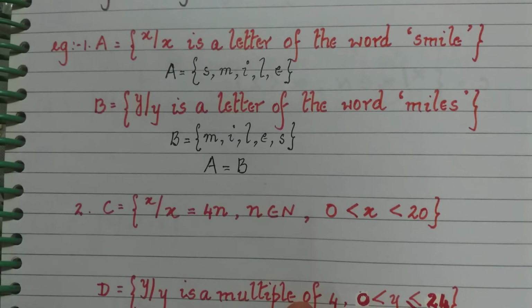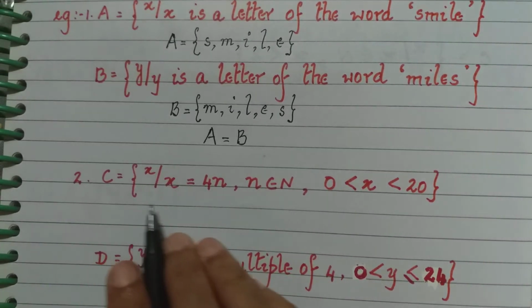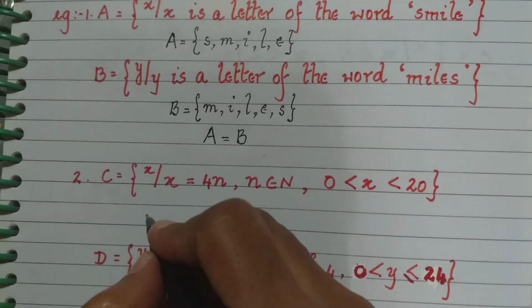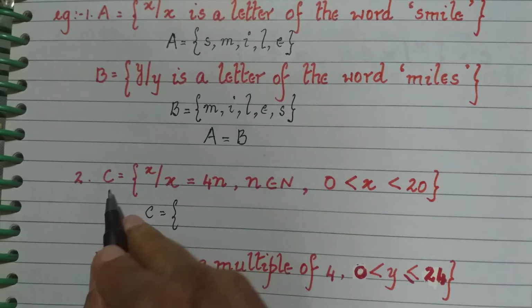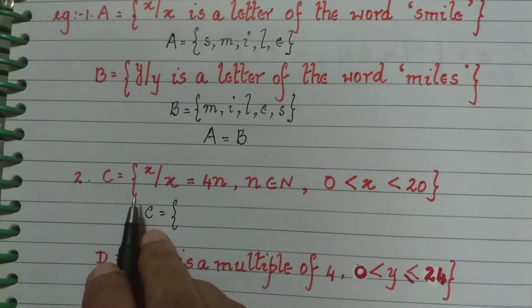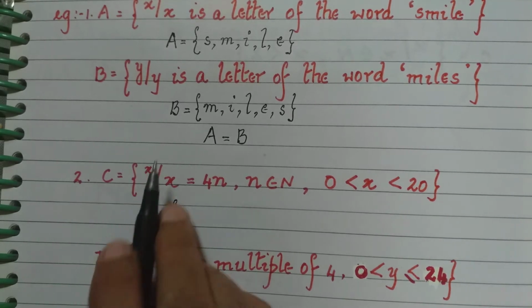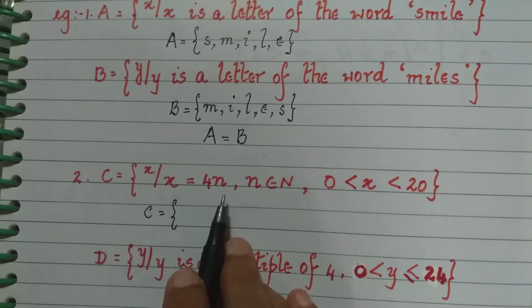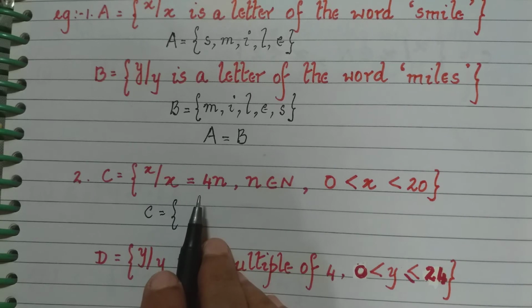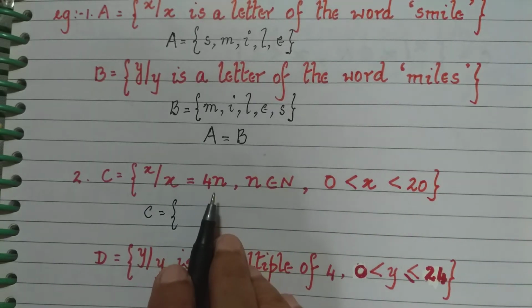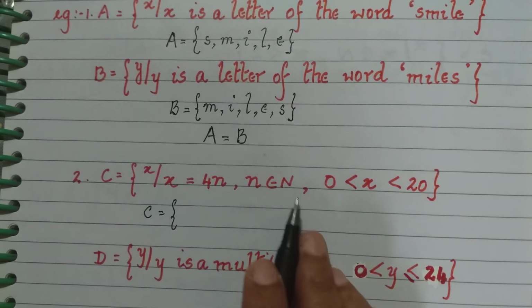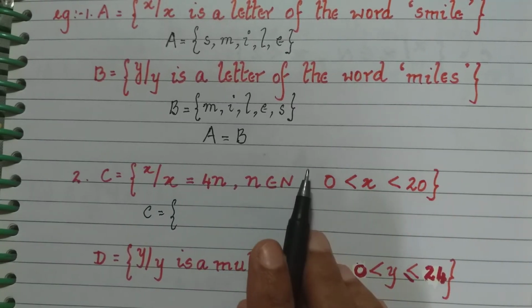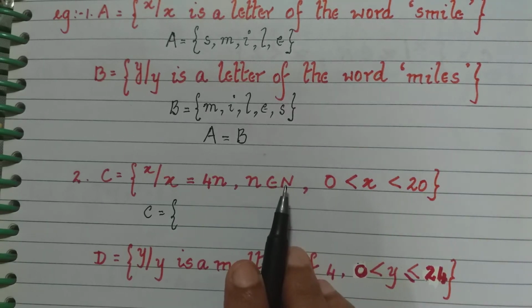Now coming to the next example, example 2, where you have the set C. They have explained it as the set C contains all x such that x is equal to 4n. That is 4 is multiplying with a number n. And what is n? n belongs to capital N. What is capital N? Set of natural numbers.